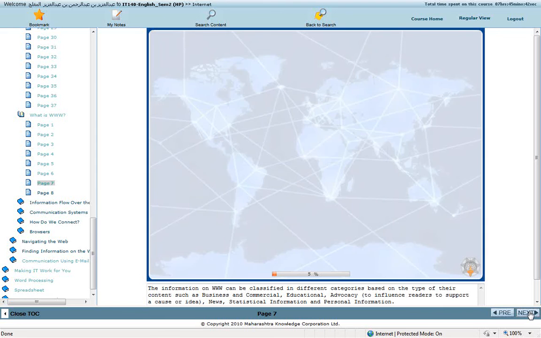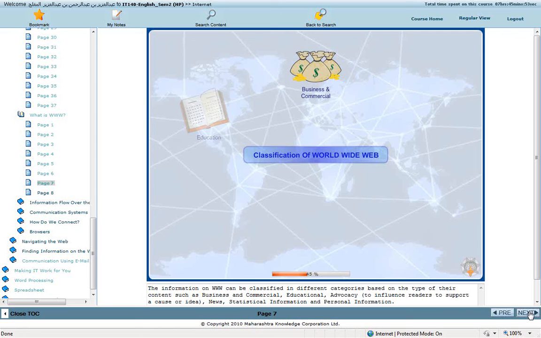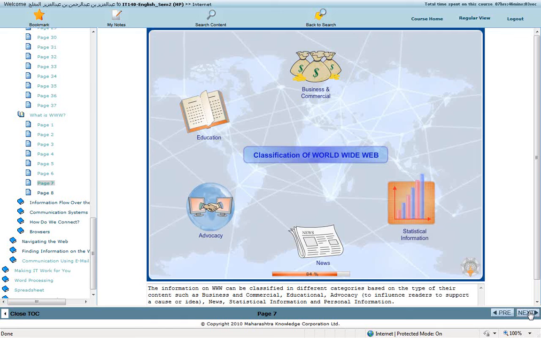The information on the WWW can be classified in different categories based on the type of their content, such as business and commercial, educational, advocacy to influence readers to support a cause or idea, news, statistical information, and personal information.